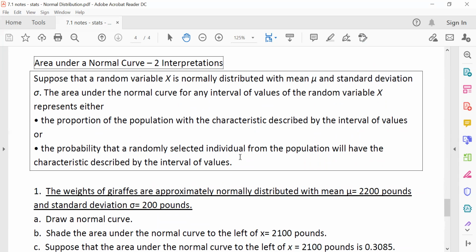So for instance, with scores, hope my chair didn't just break. I guess I'll fall over here in just a moment if it did.